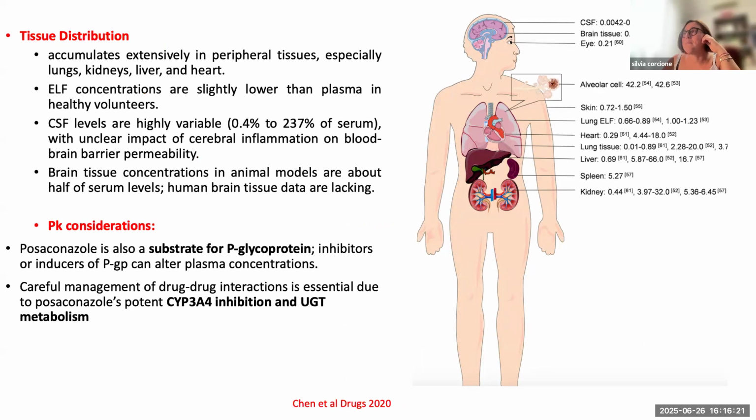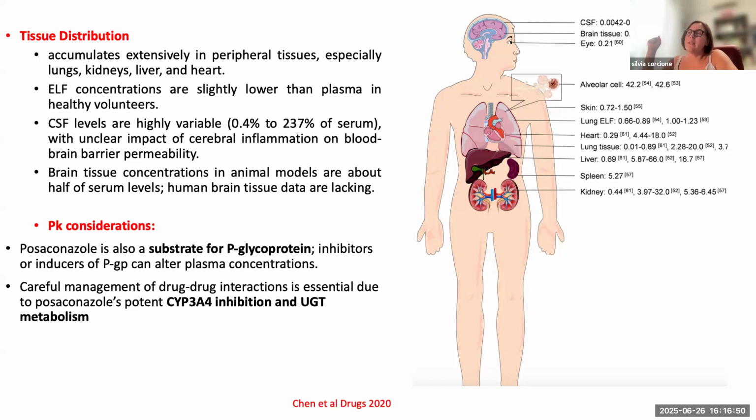There are some data about the penetration of posaconazole in CSF, but still we need more data, especially because we have to discuss the ability of posaconazole to penetrate the blood-brain barrier, which is damaged by inflammation. So there are data about brain tissue concentration in animal models, but data are lacking for human brain tissue penetration.